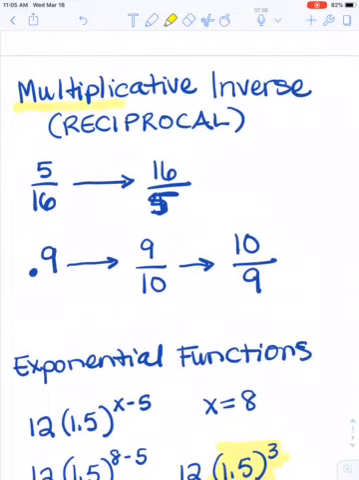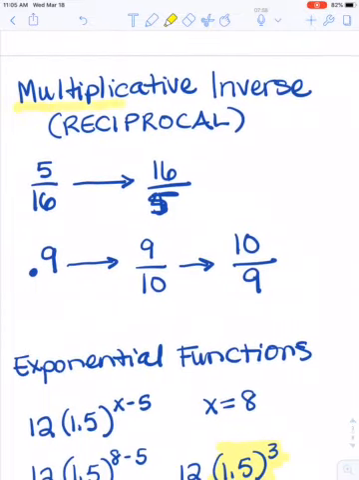Another thing they think you remember that you may not from before is a little bit of exponential function stuff that you've done. So here's an example problem: 12 times 1.5 to the x minus 5 power. And they're going to tell you that x is 8.